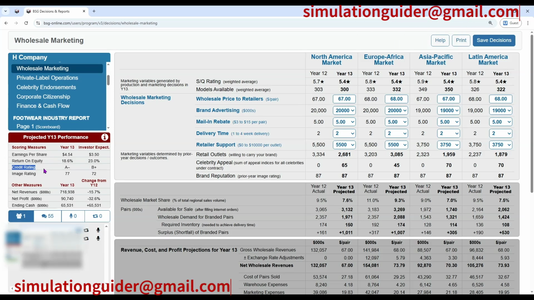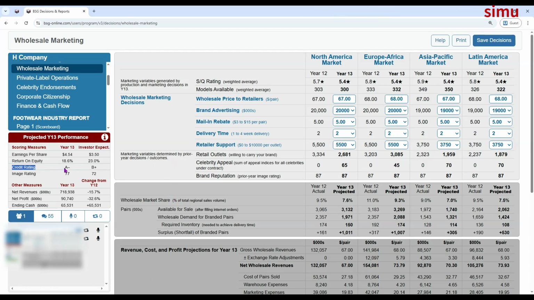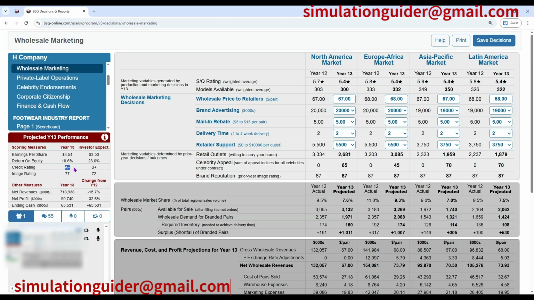And also the strategies are, we need to maintain a low debt to equity ratio. We also need to pay interest and loans on time, keep strong cash balances, and avoid frequent emergency loans. And also we need to generate consistent profits so that we can have a good credit rating.